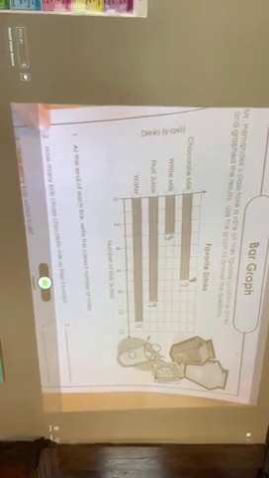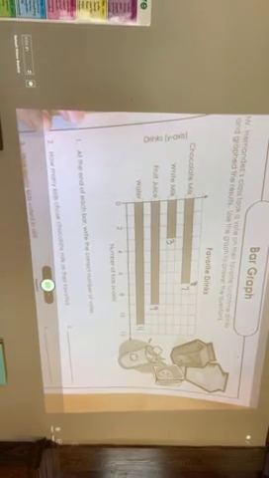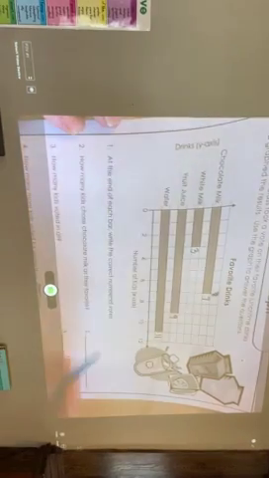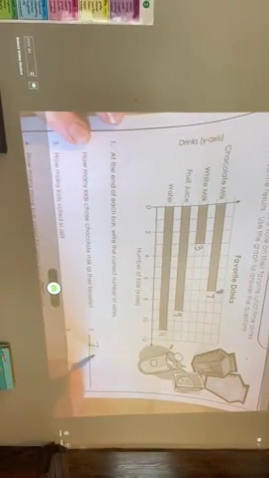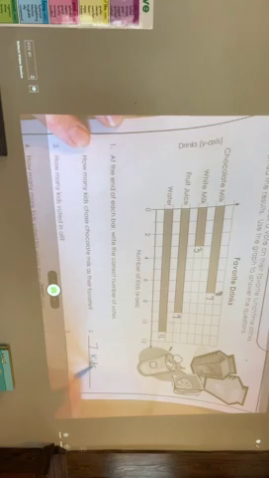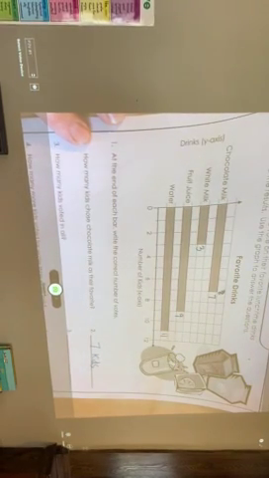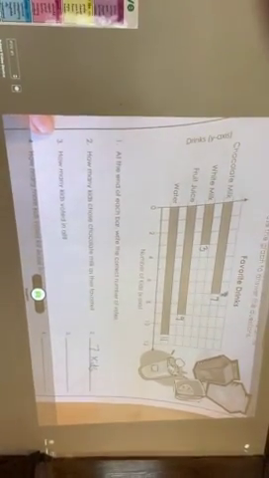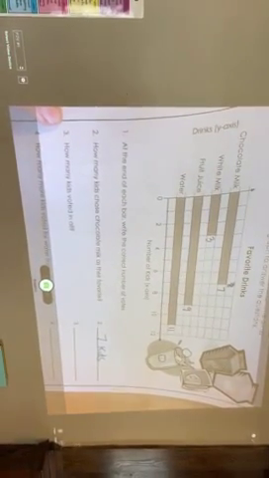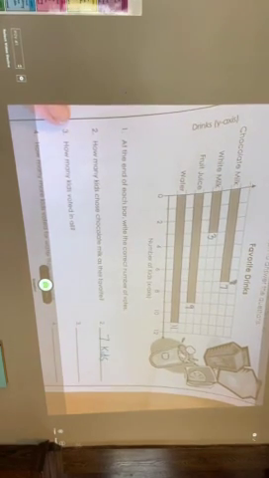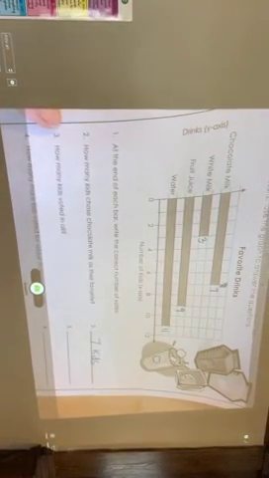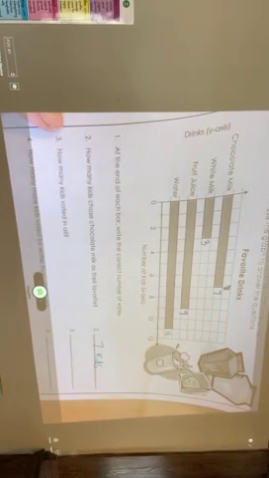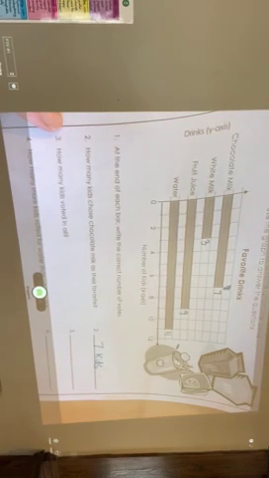Number 2 says, how many kids chose chocolate milk as their favorite? It looks like we had 7 kids. Notice how I'm also labeling that. I don't want to just write 7. I need to make sure I'm writing 7 kids. Number 3, how many kids voted in all? This is a really common question when you're analyzing bar graph information. So think to yourself, and maybe pause this video and say, what do you think I need to do in order to find out how many kids voted in all?